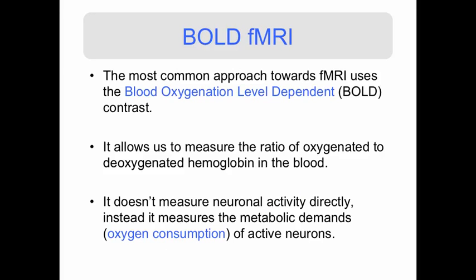So what are the properties of this signal that we're extracting from the voxel? Well, the most common approach towards fMRI uses what's called the blood oxygenation level dependent, or BOLD, contrast. The BOLD contrast allows us to measure the ratio of oxygenated to deoxygenated hemoglobin in the blood. Now, it doesn't measure neuronal activity directly. Instead, it measures the metabolic demands, or the oxygen consumption, if you will, of active neurons.